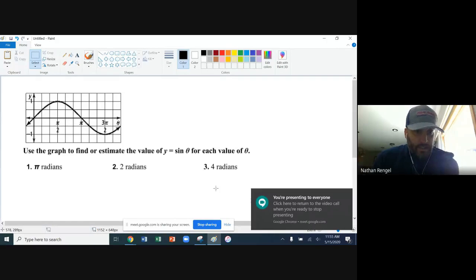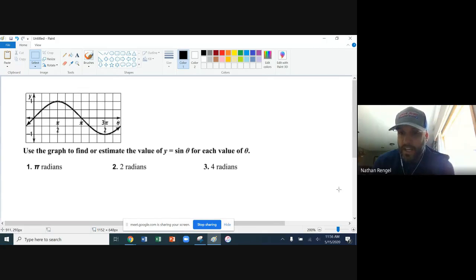Yo, Algebra just had a request to take a look at 1, 2, and 3 from the sine worksheet on our review from yesterday. And we're using the graph now instead of a unit circle to find the value of sine theta for each value of theta. So pi, remember this is our theta axis going along this x-axis.